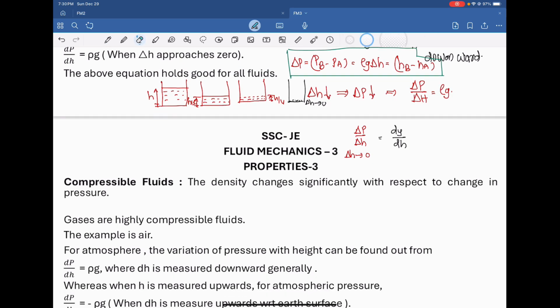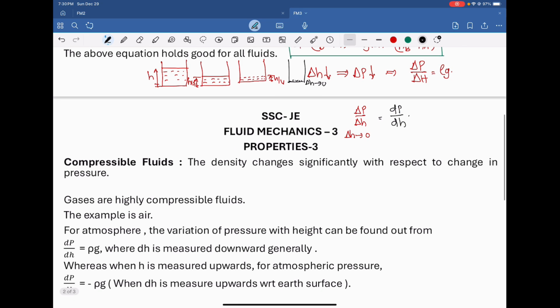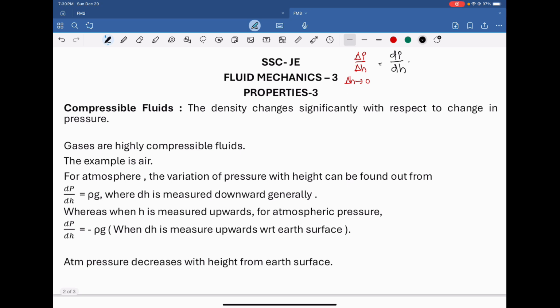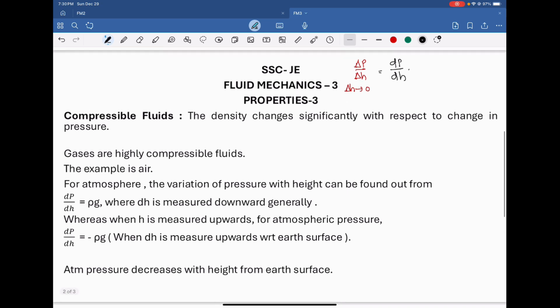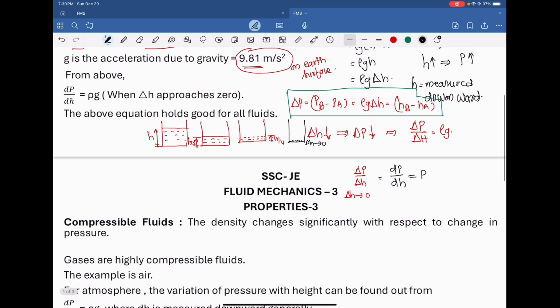Sorry, it is not dy, it is dP. Delta P becomes dP by dH. This becomes a differential equation. When it becomes a differential equation, delta P by delta H is equal to dP by dH.